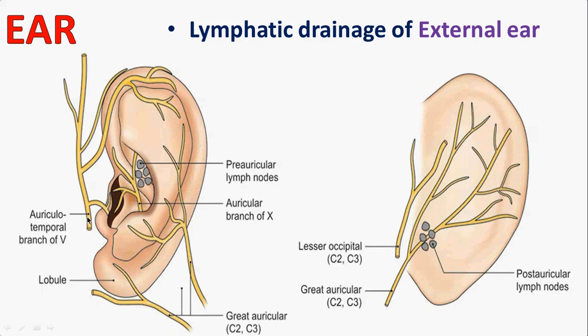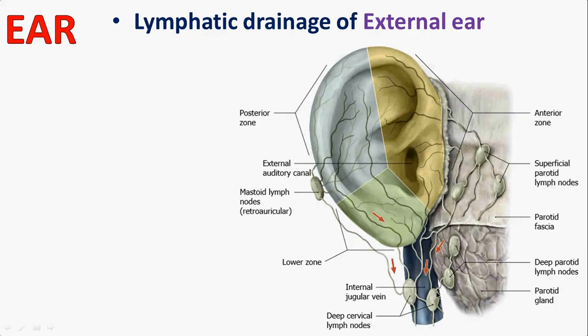Here you can also see the nerve supply: auriculotemporal nerve, great auricular C2 C3, auricular branch of the vagus nerve, and posteriorly the great auricular C2 C3 and lesser occipital C2 C3. They drain into the pre-auricular lymph node and the post-auricular lymph node. These are about the lymphatic drainage.